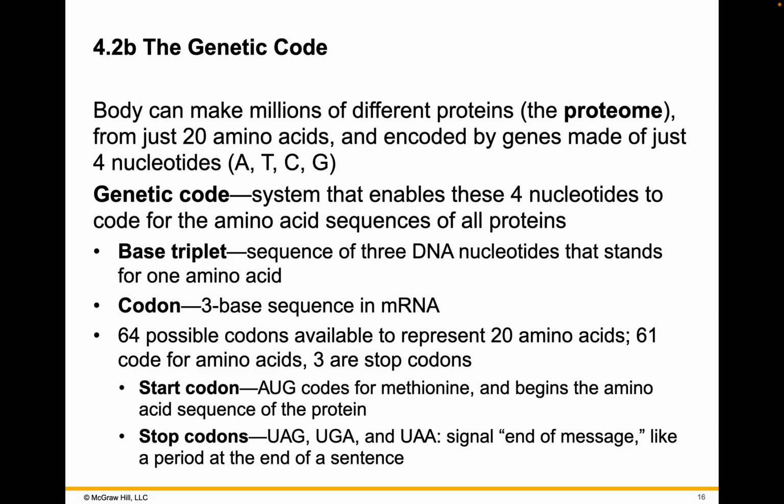The start codon, AUG, which also codes for methionine, begins the amino acid sequence of the protein. The stop codons include UAG, UGA, and UAA. They are sort of like the period at the end of a sentence.